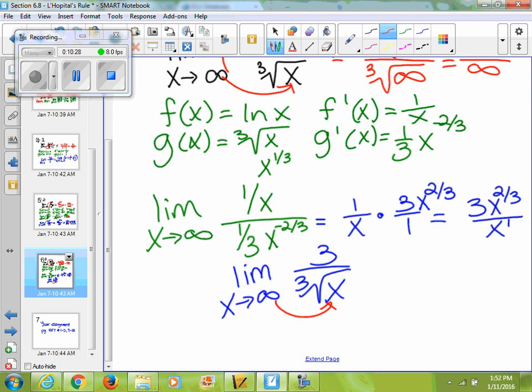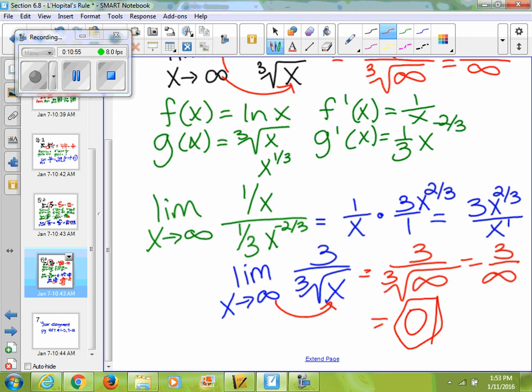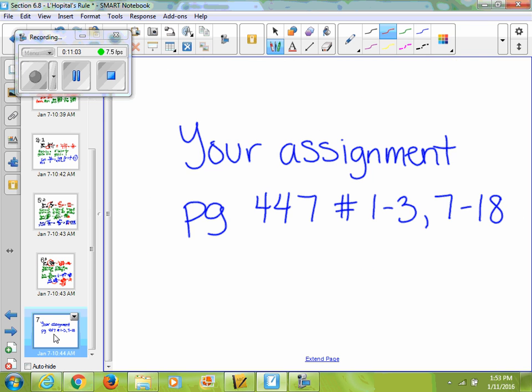If I plug in infinity into my equation, I get 3 divided by the cube root of infinity. And what did we say the cube root of infinity is? Infinity. And what's 3 divided by infinity? A small number divided by a big number would approach 0. Yes, when you're dividing by infinity, you get 0. So my limit would equal 0. Okay, so L'Hopital's rule, pretty straightforward. You just find your derivatives and derive.